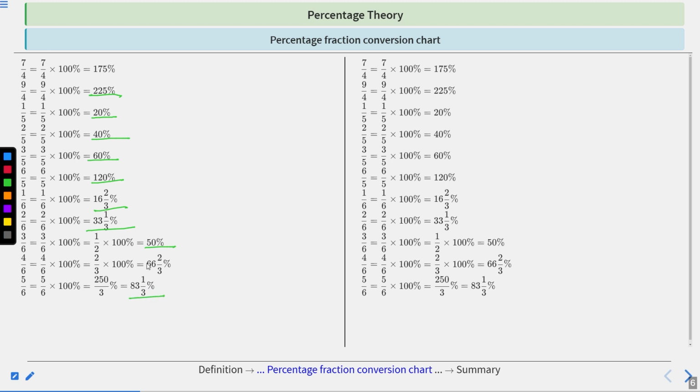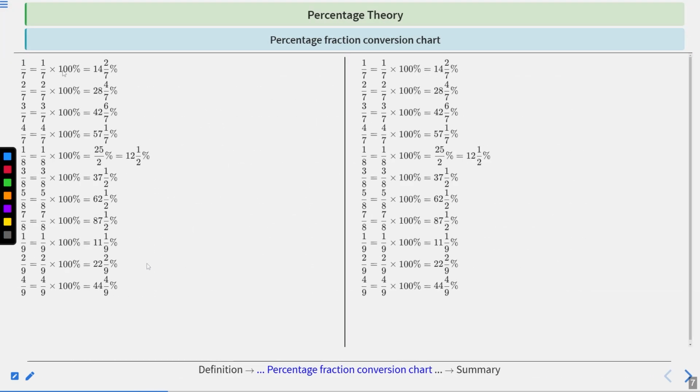Okay. Next one. 1 by 7 is 14 and 2 by 7%. 2 by 7, which is double, becomes 28 and 4 by 7%. So that's why 3 by 7 becomes 42 and 6 by 7%. And in that way, 4 by 7 will be 57 and 1 by 7%.